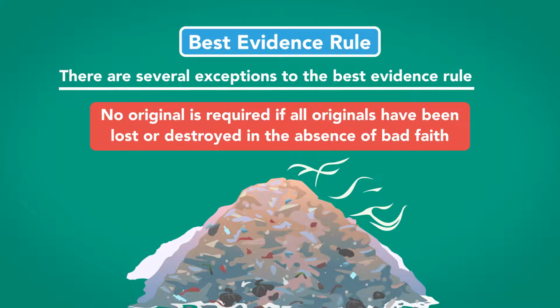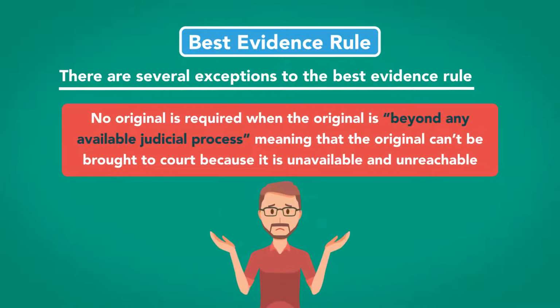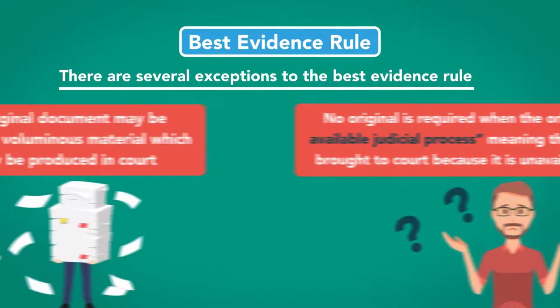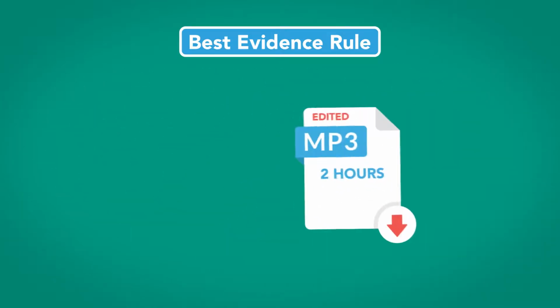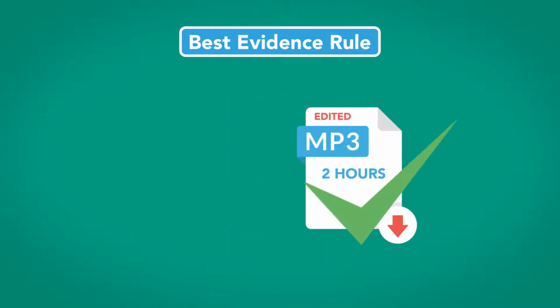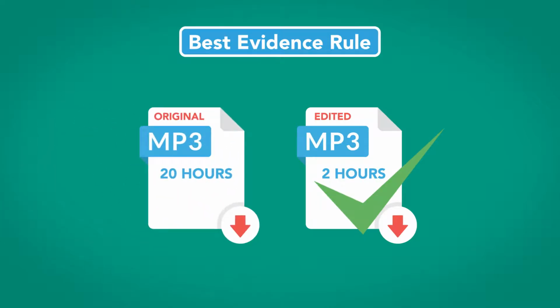For example, no original is required if all originals have been lost or destroyed in the absence of bad faith. Second, no original is required when the original is beyond any available judicial process, meaning that the original can't be brought to court because it's unavailable or unreachable. Third, a summary of the original document may be admissible in the case of voluminous materials which cannot conveniently be produced in court. In one case, an edited audio tape 2 hours long was admitted to summarize an original tape recording that was 20 hours long.